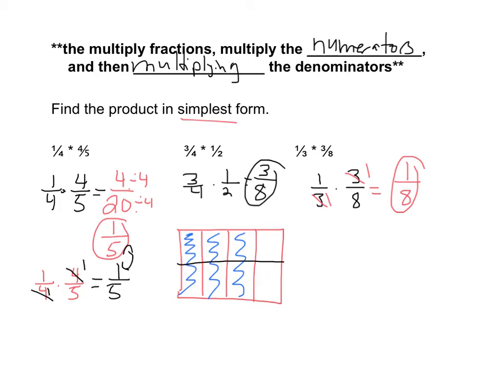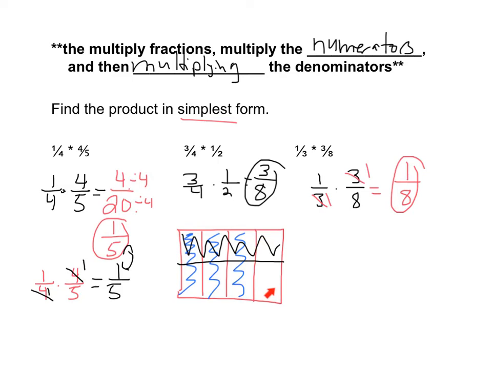And then I'm going to color 1/2 of that. So I'm just going to color here. So now if I look at everything, I've drawn a total of 8 pieces on my... 1, 2, 3, 4, 5, 6, 7, 8.